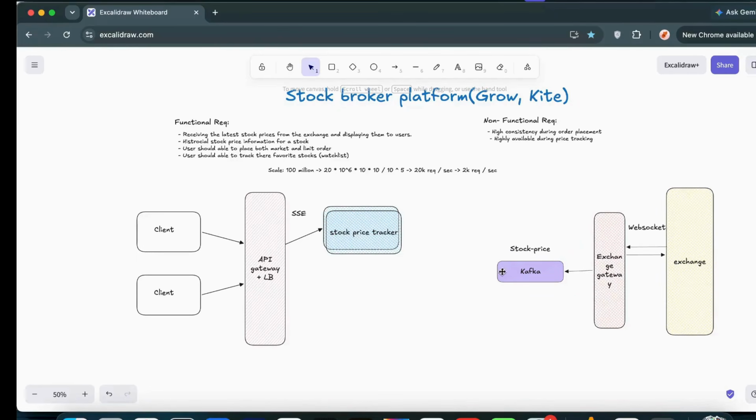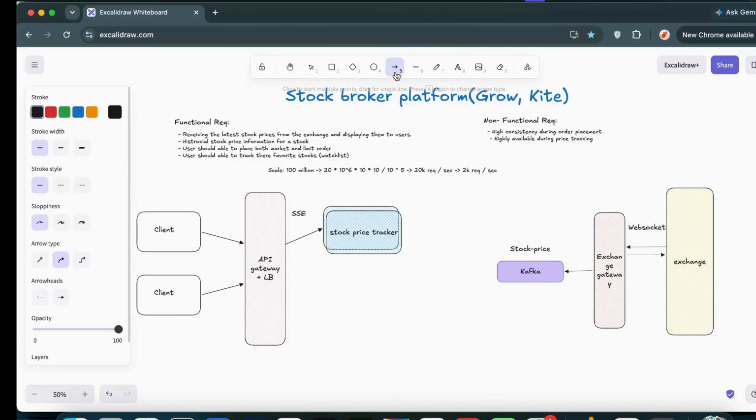Now, from Kafka, we can directly feed the information to the stock price tracker, but this is a pull kind of mechanism, right? From the stock price tracker, we would have to constantly pull the data from Kafka. Instead of that, we can have a publisher subscriber kind of mechanism between the stock price tracker and Kafka. We again have to hold the historical data as well, right? So we'll be having two layers here.